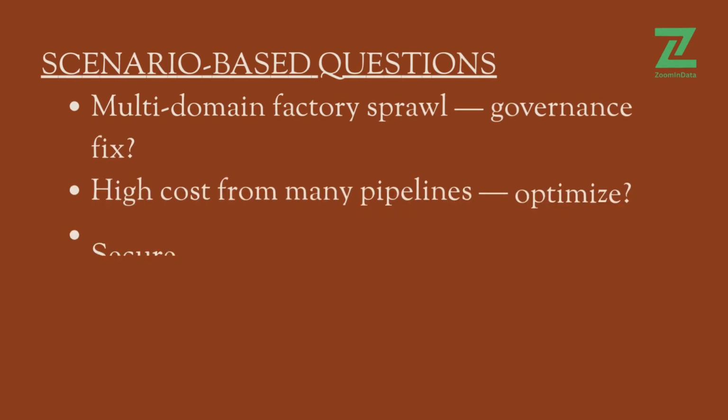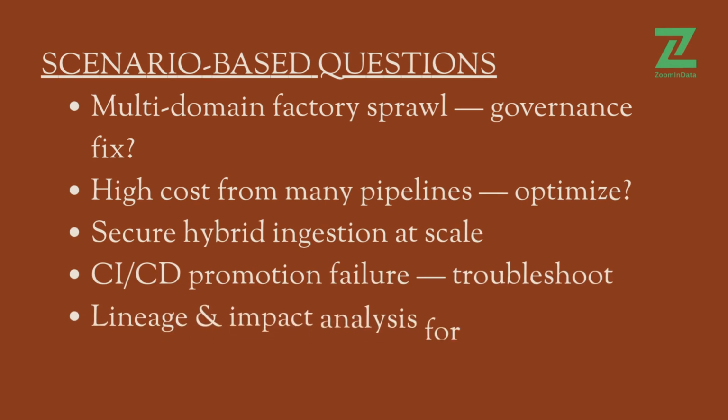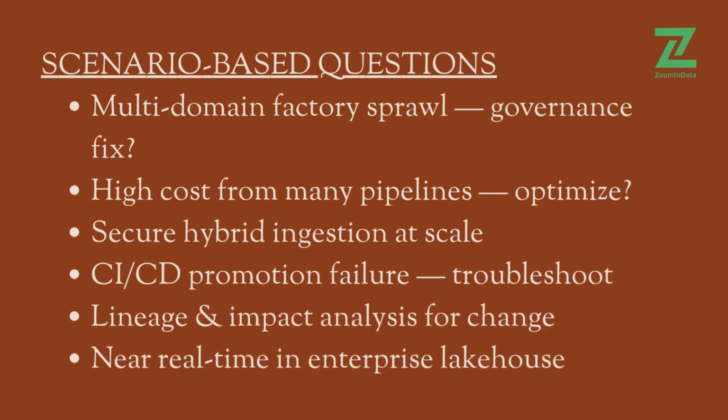Scenario-based questions. You have sprawl with dozens of ADF instances across domains. How do you implement governance? High costs from many pipelines. What optimization steps? Design secure hybrid ingestion for on-premises and cloud at enterprise scale. A CI/CD promotion fails in production. How do you troubleshoot? Enable lineage and impact analysis for pipeline changes. And how to achieve near real-time ingestion in an enterprise medallion lakehouse using ADF.